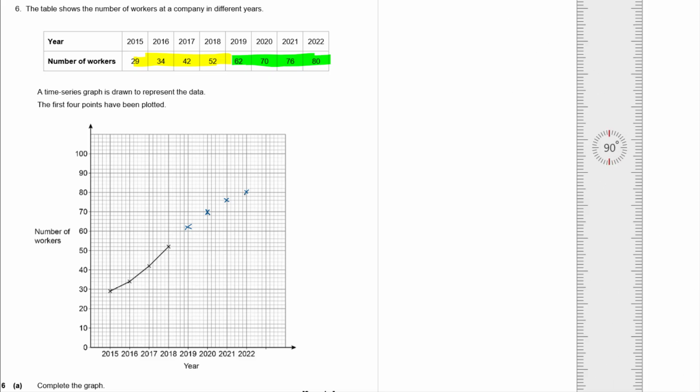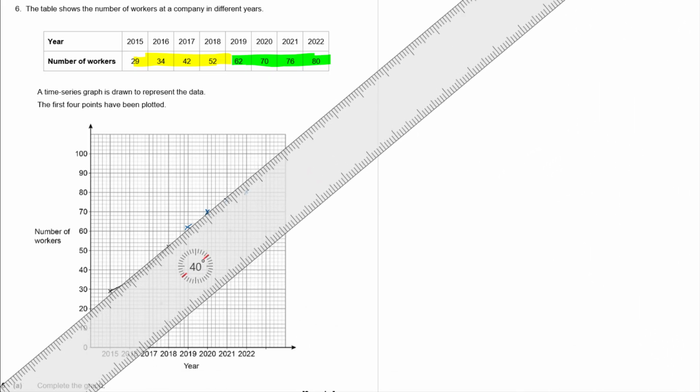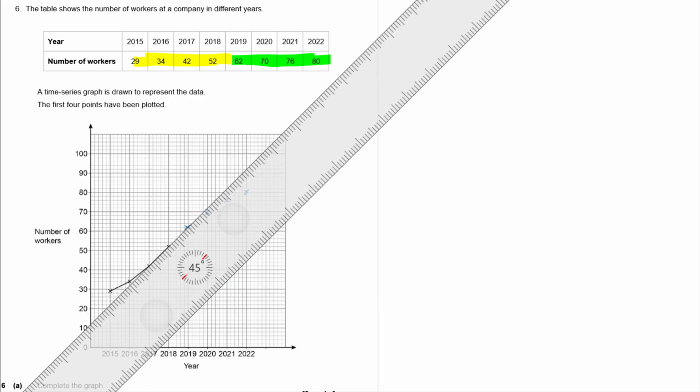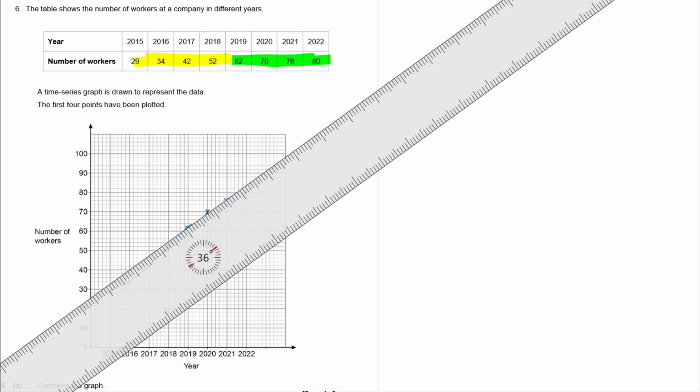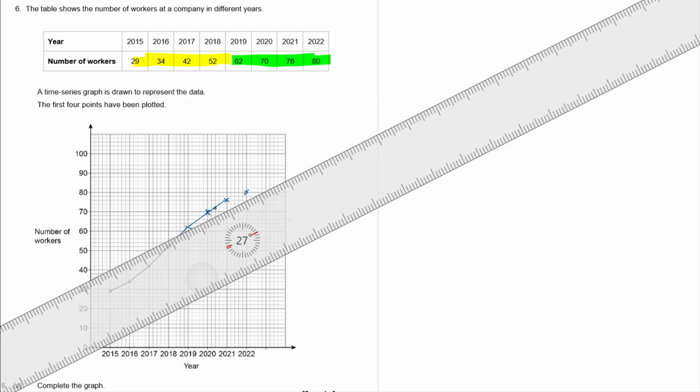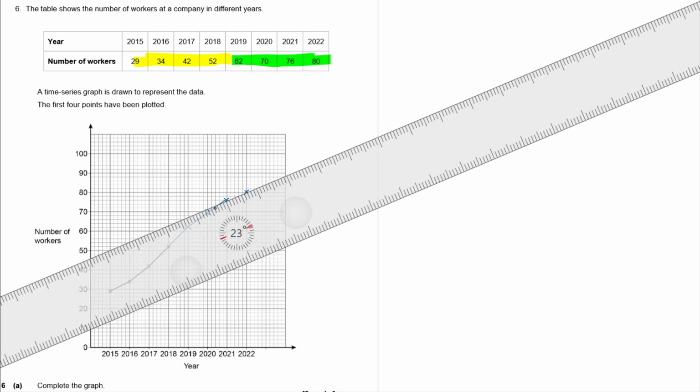Okay. Now for a time series, we just join up the points with a straight line. So a straight line from that point to that point, a straight line from that point to that point, and a straight line from that point to that point.